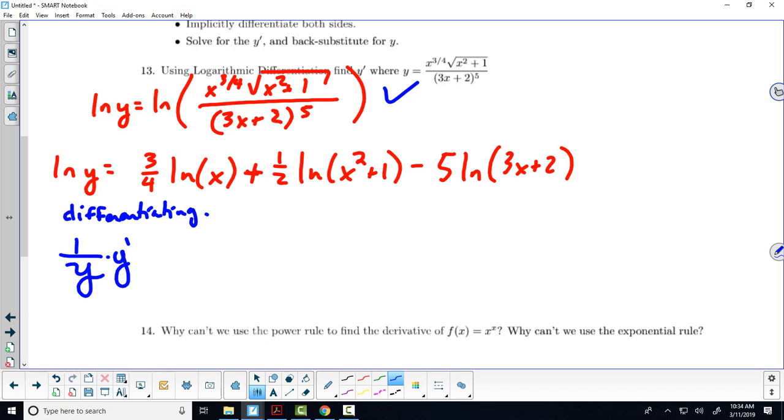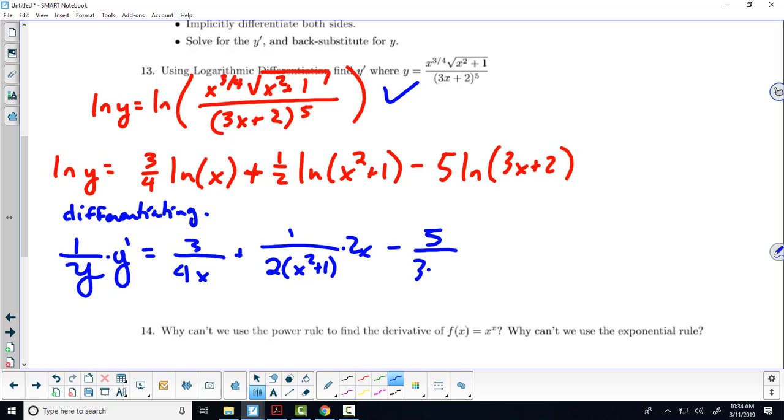But on the right-hand side, look how easy this is. This is 3 over 4x, plus 1 over 2 times x squared plus 1 times 2x, minus 5 over 3x plus 2 times 3. And that was pretty easy to take the derivative of.